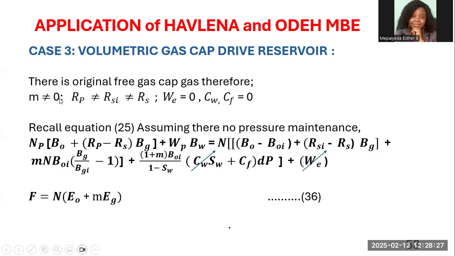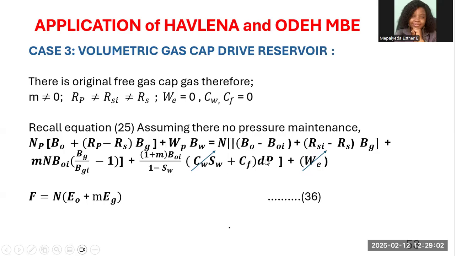So your m is not equal to 0 because there is presence of gas cap. This is also not equal to 0. You know why? Because it's volumetric, We equals 0, then CwCf equals 0. Fantastic. So let's go back to our equation 25, which Havlena and Odeh worked on. So you know the ones that go to 0 and the ones that stay. Okay, so here, because all these our Cs are 0 now, so this goes to 0.